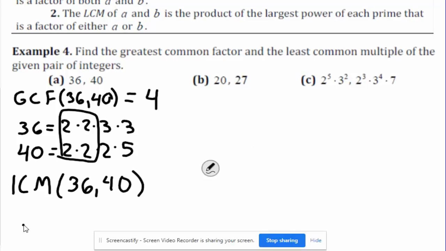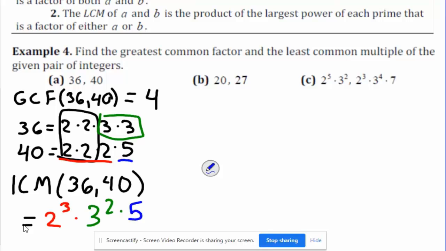Alright, so if we want to find the least common multiple, we have to see the biggest power of each that they have. If we look at the 2's, 40 has 3 2's, so we have a 2 cubed in our least common multiple. And then we look at the 3's, 36 has 2 of them, so we put times 3 squared. I'm color coding it for you. And then we just have that 1 5 in 40, so we're going to have to tack that on. So that's where all those numbers came from. Then we just multiply them out if somebody wants to know what the least common multiple is, and we get 360.